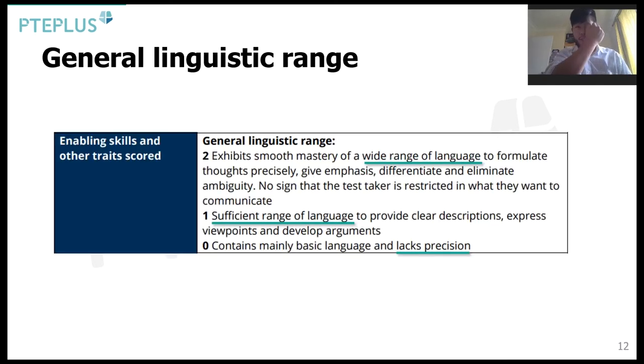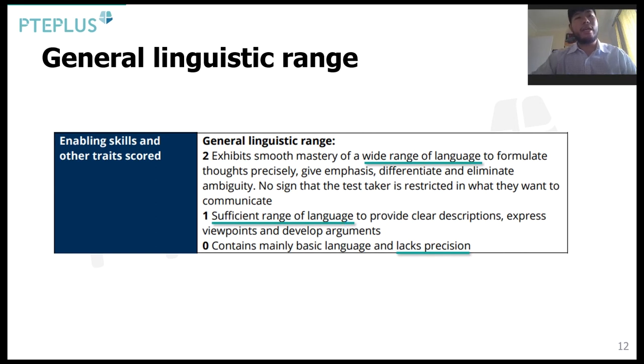Next, let's have a look at general linguistic range. So you have a total of 2 marks allocated for your general linguistic range. You get 2 if you exhibit smooth mastery of a wide range of language. So here we've got the key, a wide range of language to formulate your thoughts precisely, give emphasis, differentiate and eliminate ambiguity. No signs that the test taker is restricted in what they want to communicate. So you get 1 if you have a sufficient range of language to provide clear descriptions or express your viewpoints. And you get 0 if you lack precision.